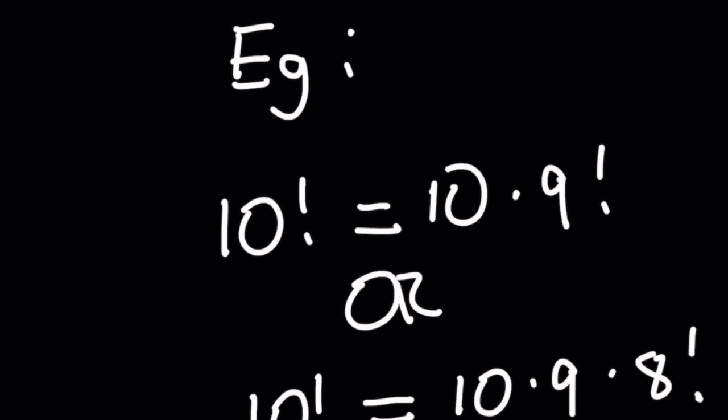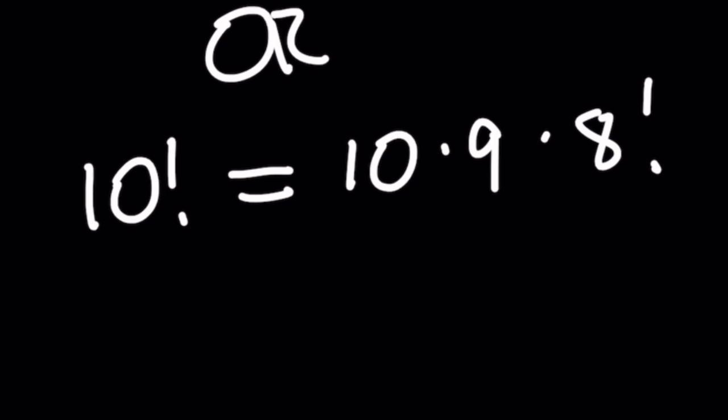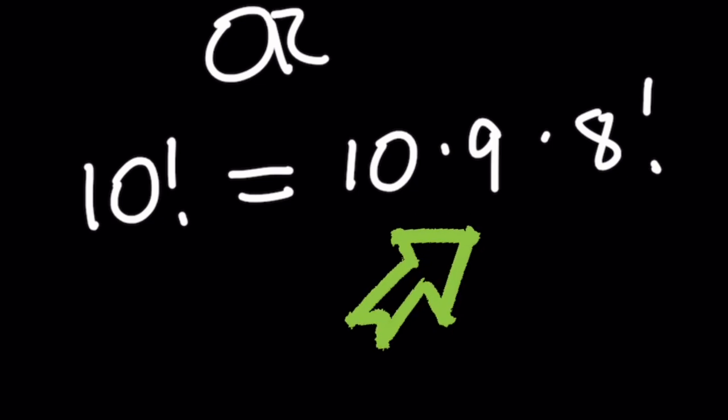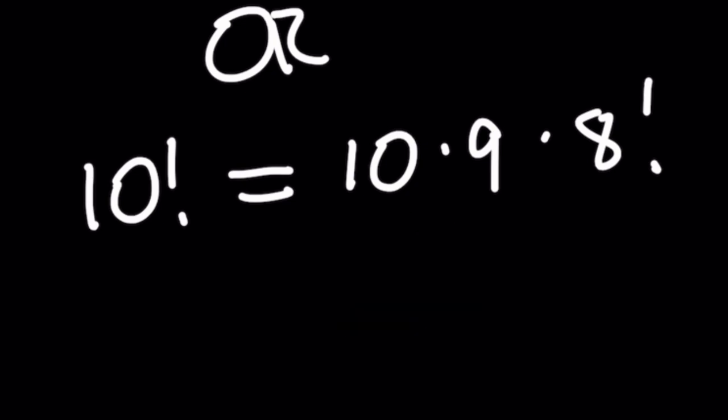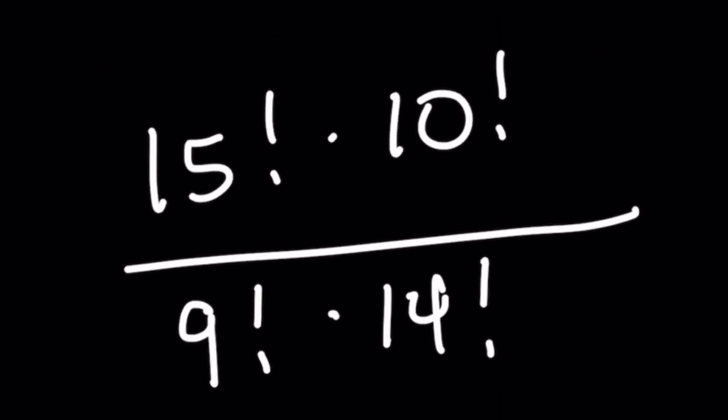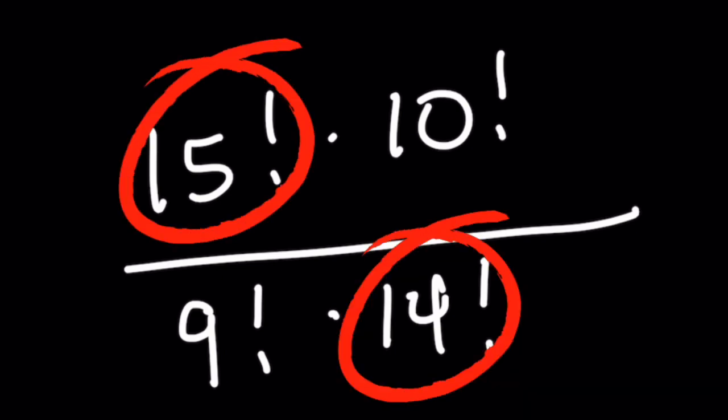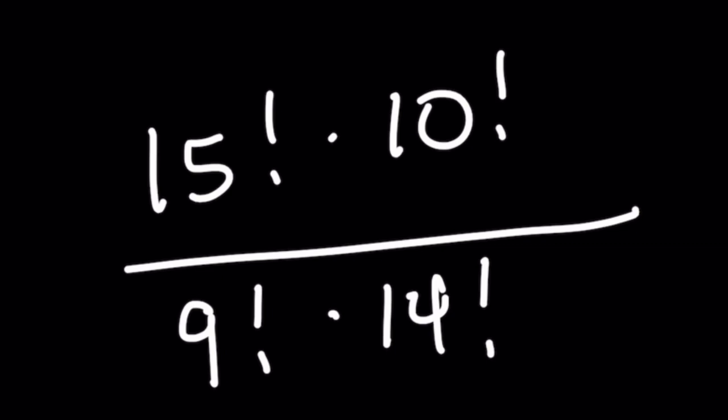And you could even take it a step further. 10 factorial could even be rewritten as 10 times 9 times 8 factorial. Or even 10 times 9 times 8 times 7 times 6 factorial. You get the idea. So when we look at the original problem I gave you, this expression right here, 15 factorial times 10 factorial all divided by 9 factorial times 14 factorial, I want you to look at the relationship between 15 factorial and 14 factorial. They both have something in common.